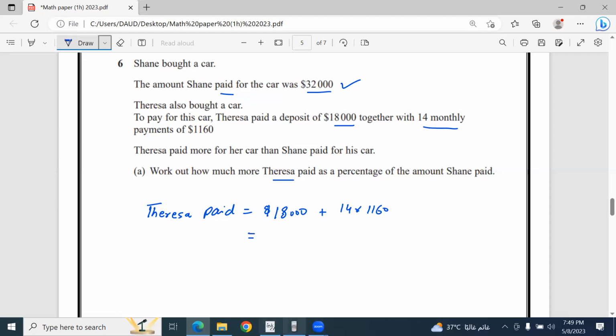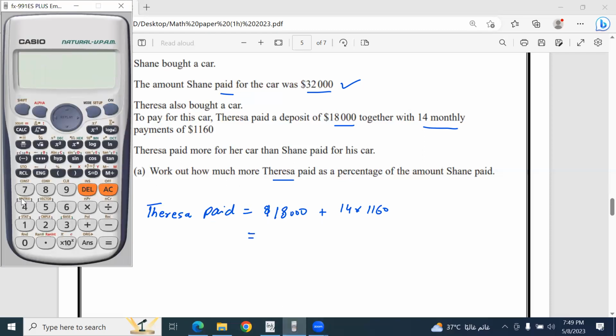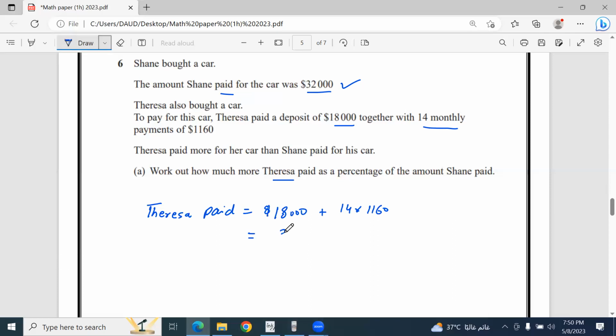If you check in your calculator, 18,000 plus 14 into 1160, it gives me $34,240. This is the amount Teresa paid, and the amount Shani paid for the car is 32,000. So we will find out the difference of these two, and then we will convert into the percentage.